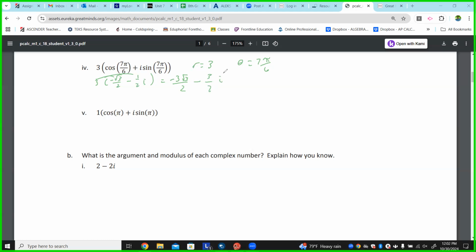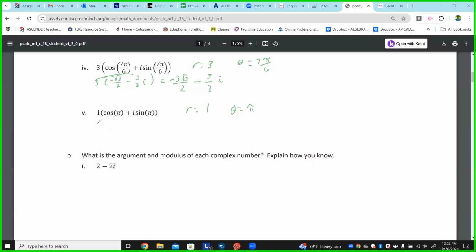Can I cancel or reduce anything? No, so I leave it as is. We still good with this? So another one, make sure we fully got it. What is my r? 1. Now, they were nice by writing it out, but what if there was nothing here? What would it be? Still be 1. Very good. All right. What is my theta or my argument?